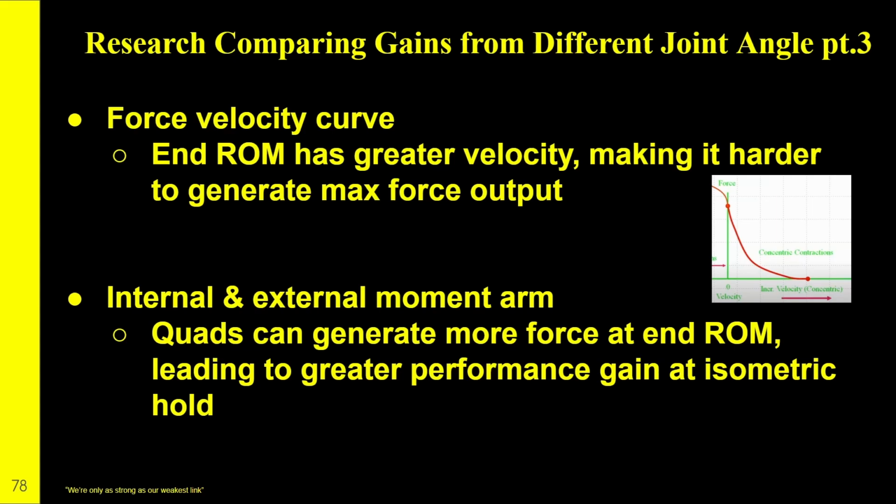One of the ways to explain why this phenomenon happens is by looking back to our force velocity curve. As velocity increases, the amount of force that we can actually apply to the object decreases. Because of that, we would rather have a 90% increase at a starting range of motion where there is almost zero velocity, compared to a 100% increase at the end range of motion where there is a greater velocity. Greater velocity at end-range motion is going to make it harder for us to generate max force output. The other way to explain why this happens is by looking at our internal and external moment arm. We know that quads can generate more force at end range of motion, leading to greater performance gain at isometric hold.